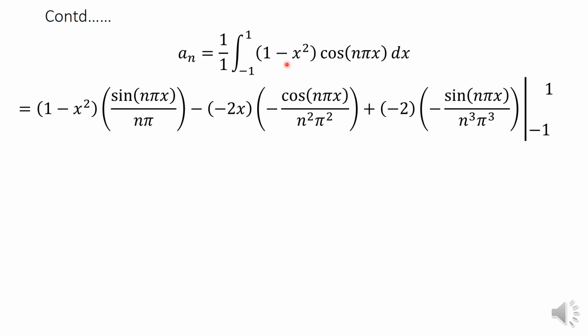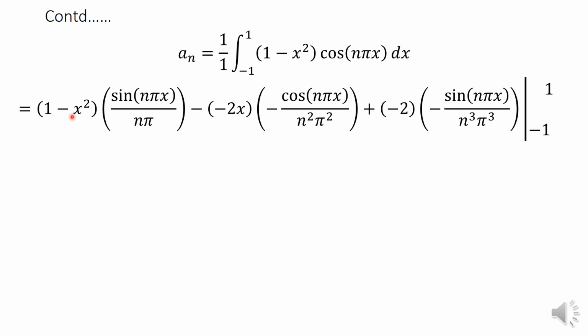Probably you might know the method of integrating the product of two functions like this. See, you first decide what is the first function and what is the second function. So here I am choosing the first function as 1 minus x square and cos n pi x as the second function. Okay, the first function is 1 minus x square. How to choose the first function?